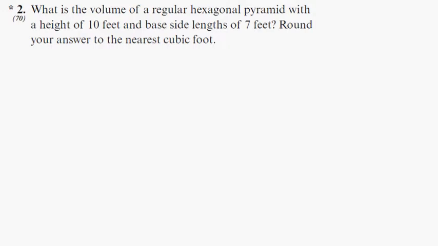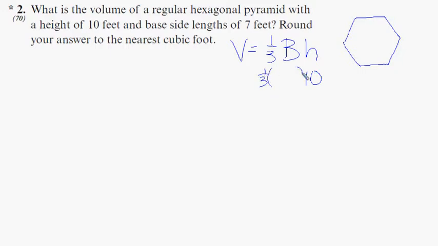As you know, the volume formula for pyramids is volume equals 1/3 times base times height, but that's a capital B that represents the area of the base. So for that reason, we're going to have to find the area of a hexagon. We've been told that the height of the pyramid is 10, and that's referring to the altitude, okay? We know the 1/3 goes here, so this capital B is what we're going to need to find first.